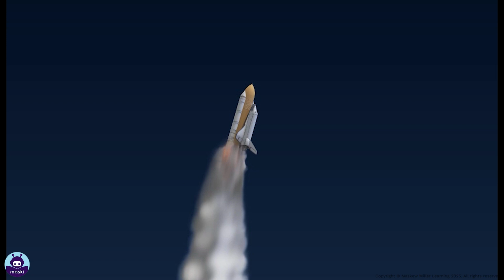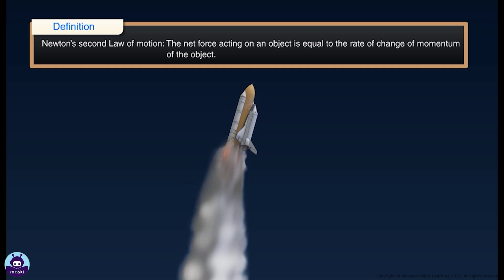The general form of Newton's second law is stated in terms of momentum. The law states that the net force acting on an object is equal to the rate of change of momentum of the object. This is written as vector F equals vector delta p over delta t, where vector delta p is the change in momentum of the object, and delta t is the time period over which the change occurs.